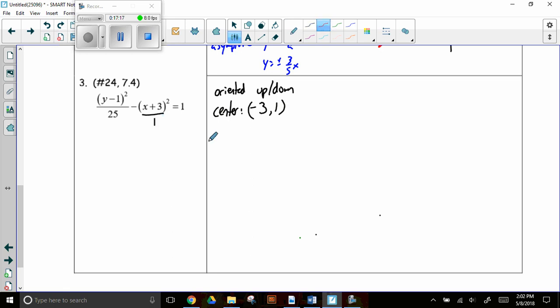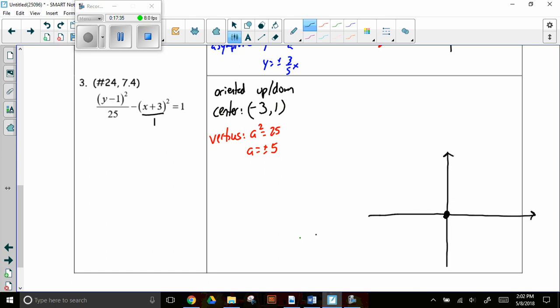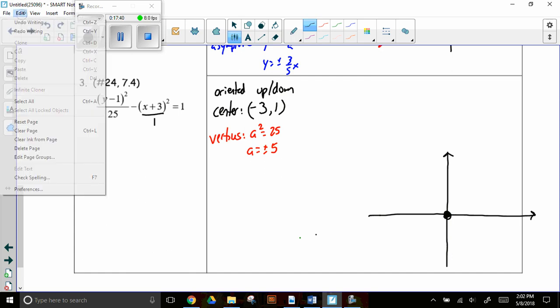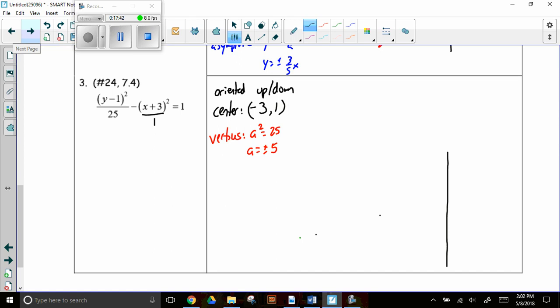Now jumping into the vertices, a squared would be 25, so that means a equals plus or minus 5. And so we're going to go through this piece by piece, starting with the center and graphing the other points around it. So I'm going to graph that center first. So 0, 0. Oh, sorry, that's not my center. Just kidding. In this case, my center is negative 3, 1.